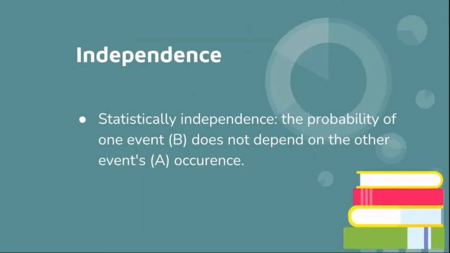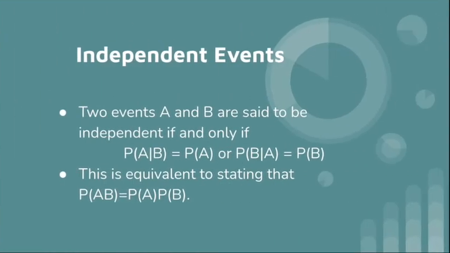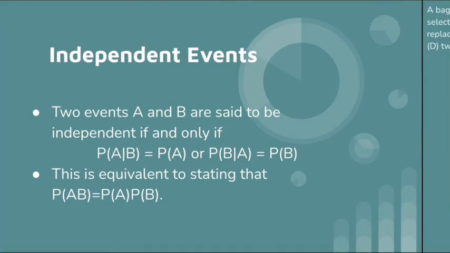So let's proceed to another topic, independence. Statistically, independence means the probability of one event B does not depend on the other event A's occurrence. Independent events: two events A and B are said to be independent if and only if the probability of A given B is equal to the probability of A, or the probability of B given A is equal to the probability of B. This is equivalent to stating that the probability of A and B is equal to the probability of A multiplied by the probability of B.